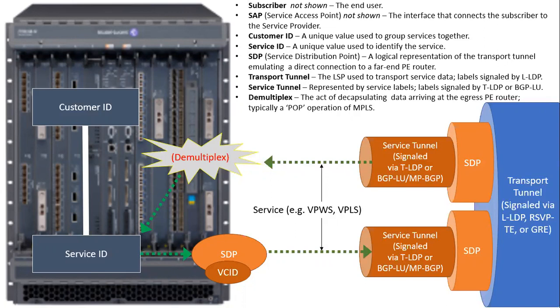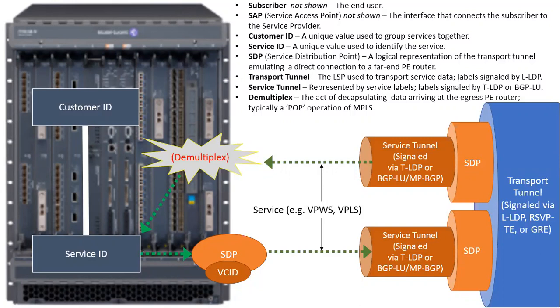We have our SAP, our service access point, which like the subscriber isn't shown, but it's the interface that connects the subscriber to the service provider. So this would be like our sub interface on a Cisco, or if we had a VLAN dedicated to a customer on Junos, this would be our unit number.